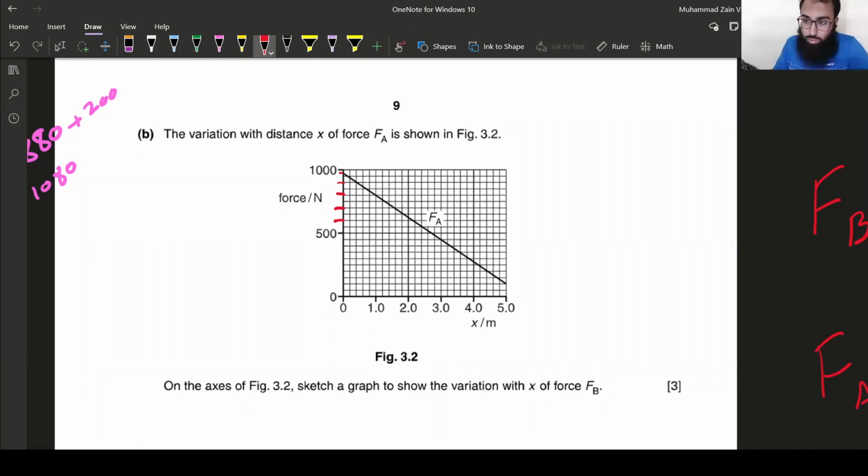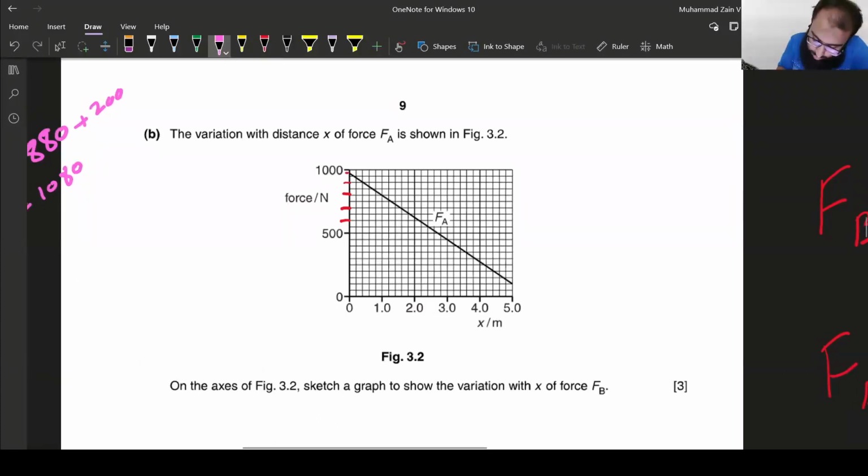The sum of both of them is supposed to be 1080, and FA is already 950. So FB cannot be anything less than 130. So I just find 130 on my diagram, or maybe it's not 950, assume it to be 980 or something. So FB would be at this point when FA is at maximum. When the person is at a distance of 0, FA is 980 or whatever it is, and FB is 100.